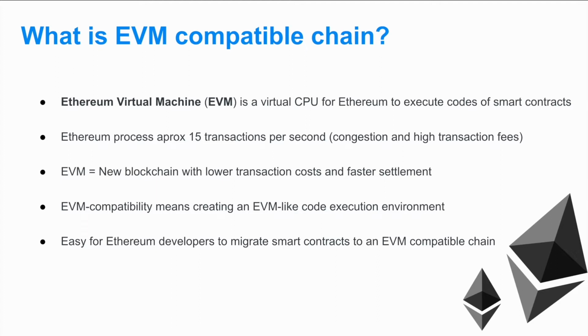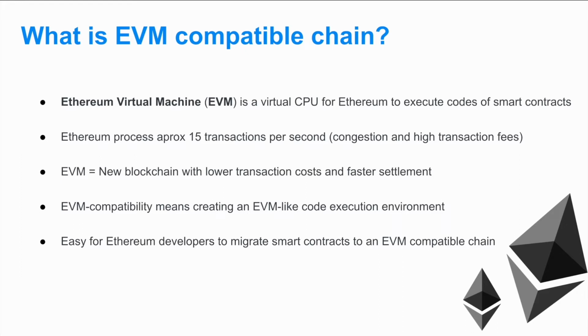So essentially, EVM means Ethereum Virtual Machine, which is essentially a virtual CPU for Ethereum to execute the code of smart contracts, our Solidity smart contracts. So EVM is like a new blockchain. So imagine if we have Emerald ParaTime as an EVM supported blockchain.